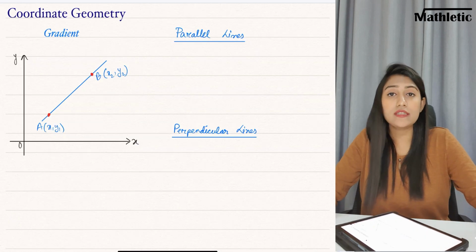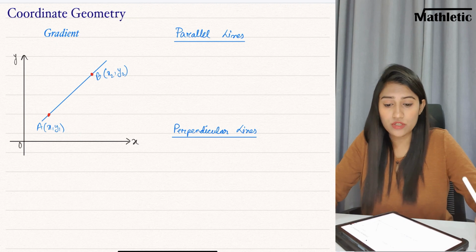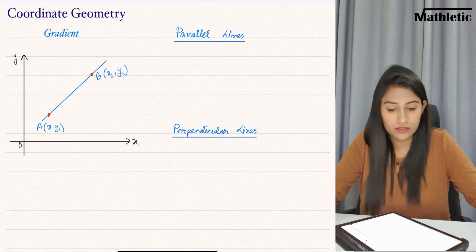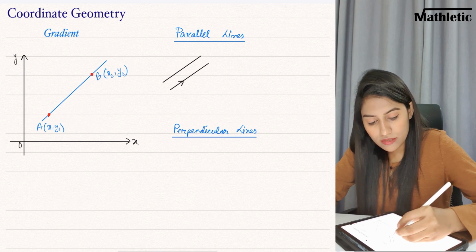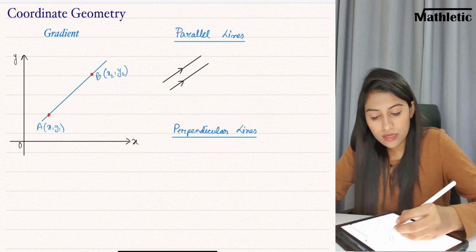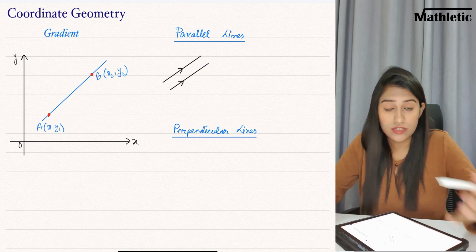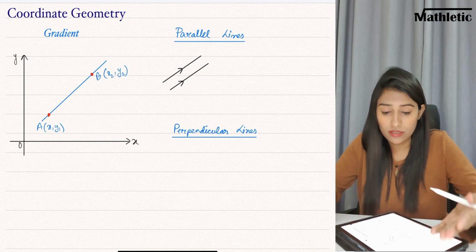Next, I will discuss the relationship between the gradient of two lines which are parallel to each other and perpendicular to each other. So suppose you have 2 lines. These 2 lines are actually parallel to each other, and it means they won't intersect. The gap between them is constant.